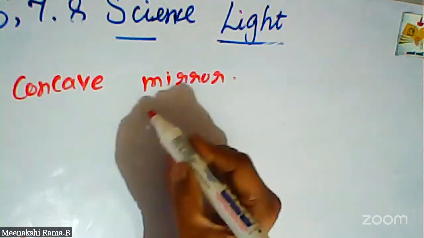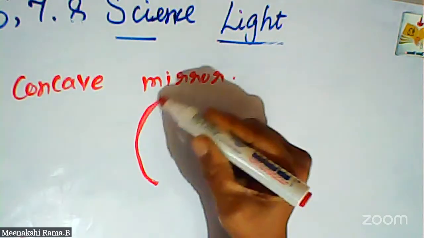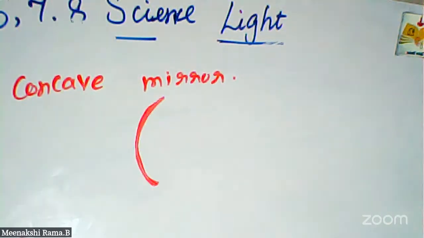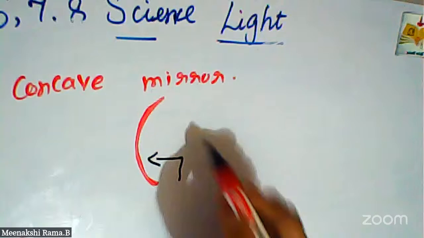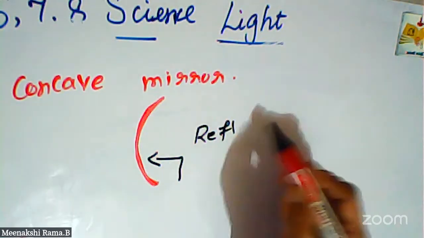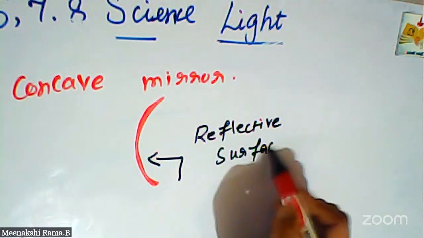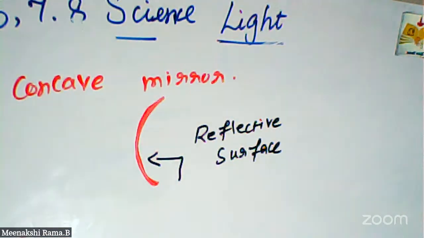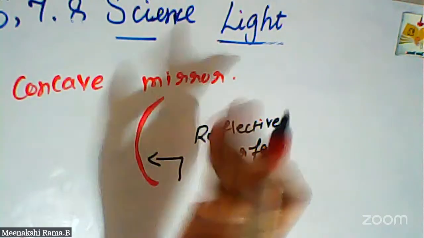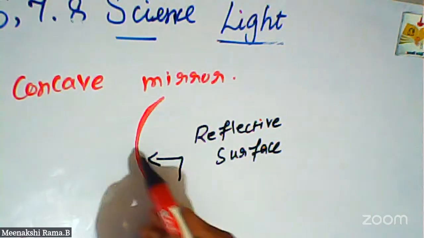The shape of the concave mirror is like this. The inside part is the reflective surface of the concave mirror. This is the reflective surface of the concave mirror, so this is its shape. The reflecting portion is inside of that.